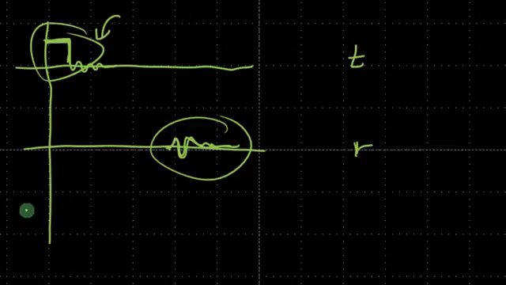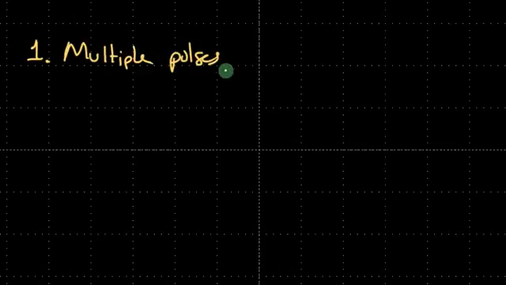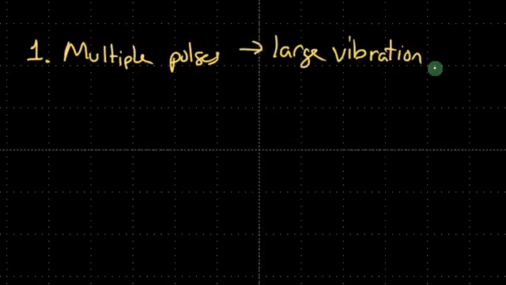So how do you solve this problem? There are a few issues with this. I'll outline the issues. The first issue, or probably the main one, is that you need to apply multiple pulses, because you want large vibration. Multiple pulses result in large vibration due to resonance.